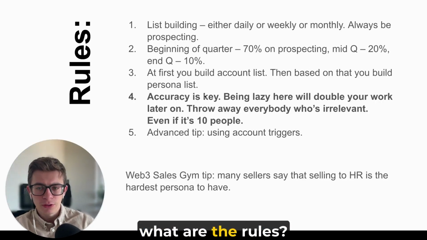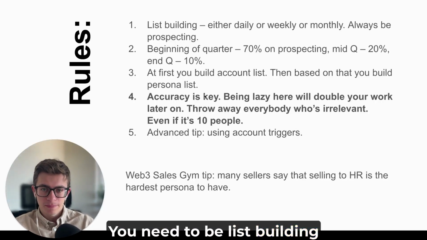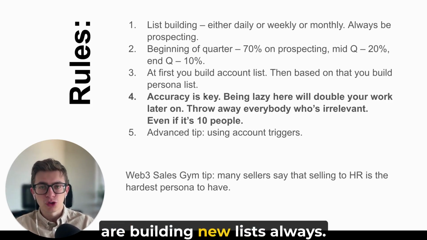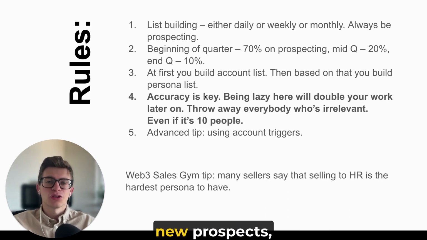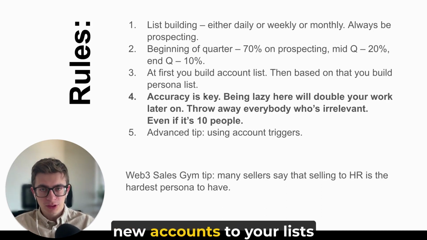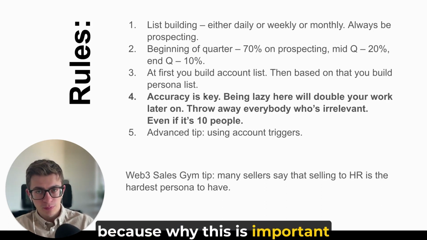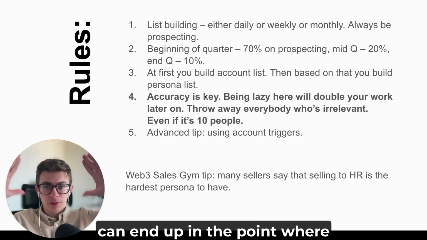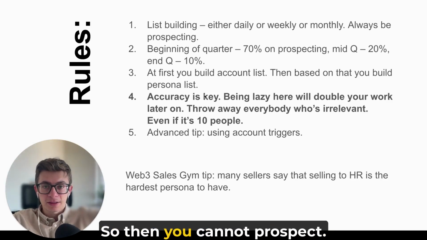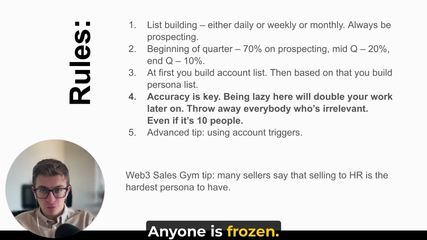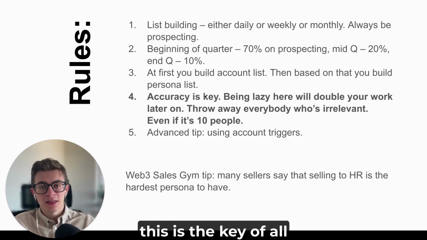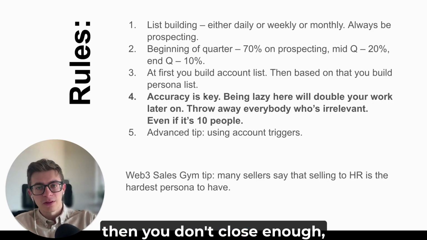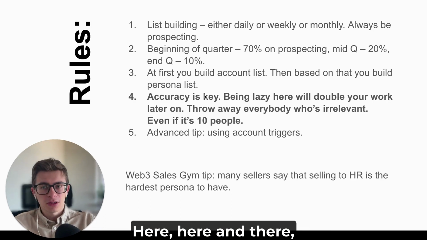Now, what are the rules? You need to be list building either daily or weekly or monthly. But the idea here is that you are always building new lists, always adding new prospects and new accounts to your lists. Why is this important? Because if you stop doing this at a certain point, you can end up in a point where you've reached out to everybody, so then you cannot prospect anyone. The prospecting is frozen. And when you do not prospect, this is the key to all of your problems. If you don't do prospecting, then you don't sell enough, then you don't close enough, and so on.